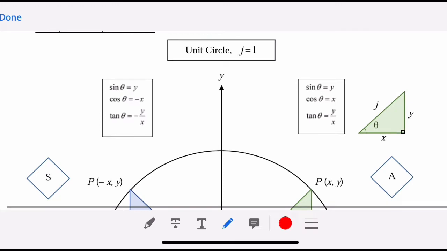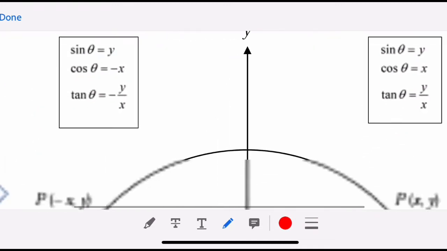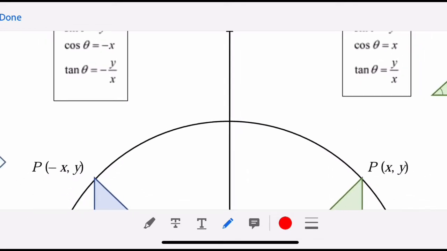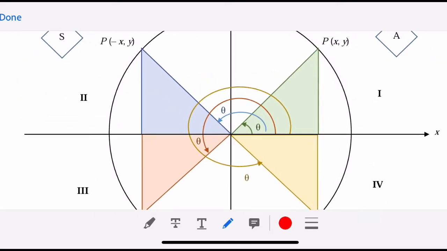So this is actually a unit circle whereby the radius is 1 unit. Unit circle you learn in maths already, right? So you actually have four triangles basically for trigo.